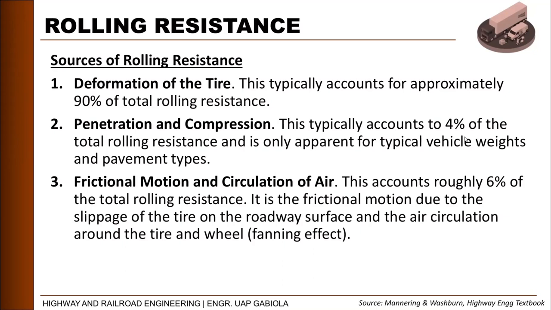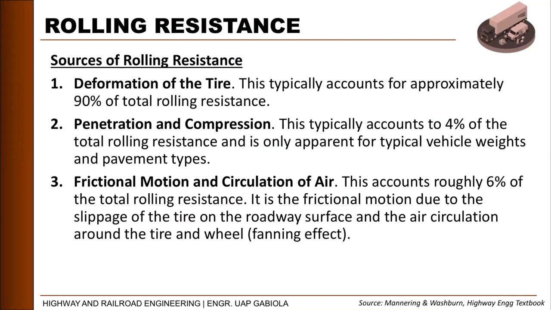And then we have frictional motion or circulation ng air. So, account yun sa 6% naman ng total resistance din. Okay? So, yung frictional motion daw, due yan dun sa slippage ng tire dun sa roadway natin and sa circulation daw nung air around dun sa tire. Kasi nga, syempre exposed din yun. Hindi naman natatakluban yun ng mismong harap nung sasakyan natin. Hindi naman niya natatakluban entirely kasi sa sides, nagpa-pass through din ng air. So, meron siyang tinatawag na fanning effect. So, that is 6% nung source ng rolling resistance natin.